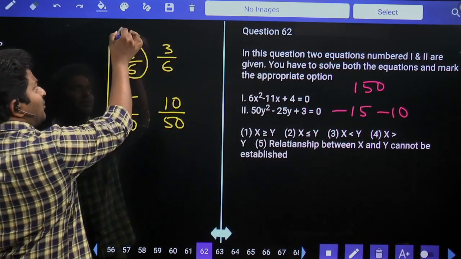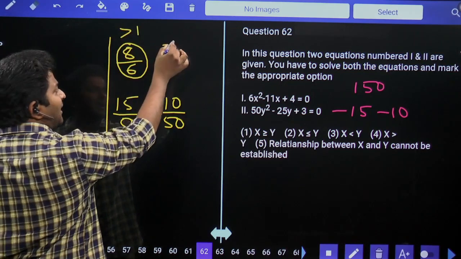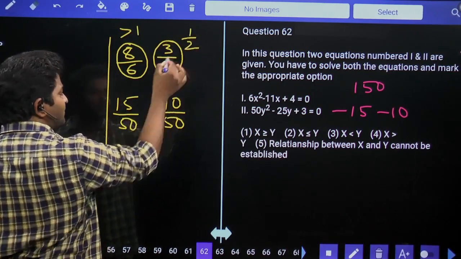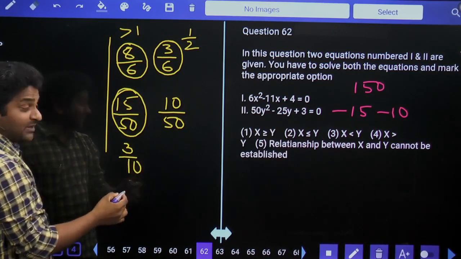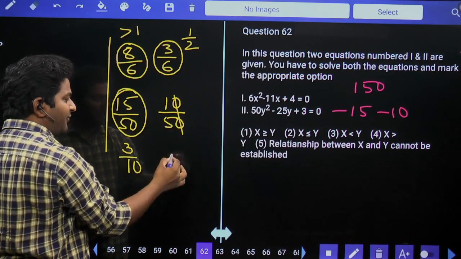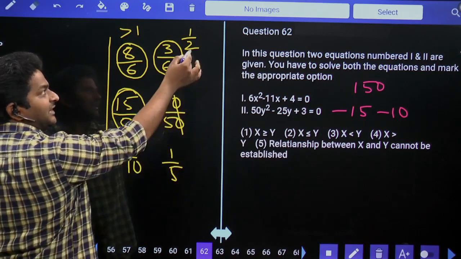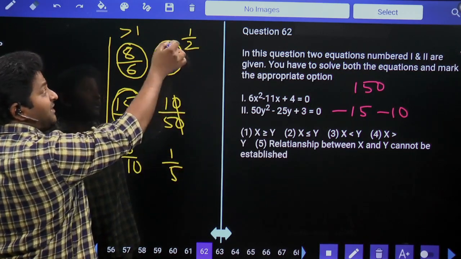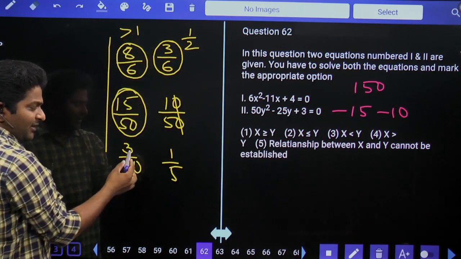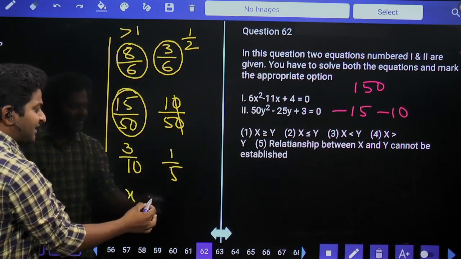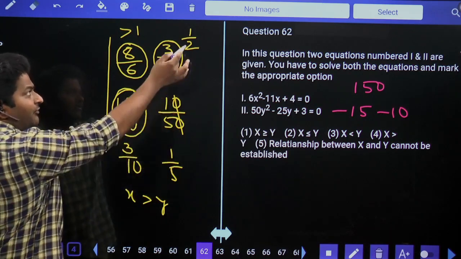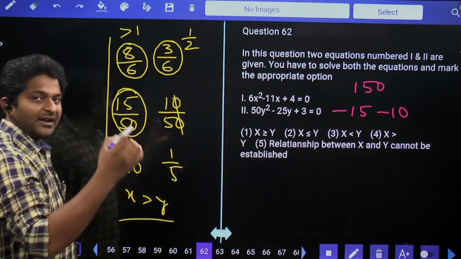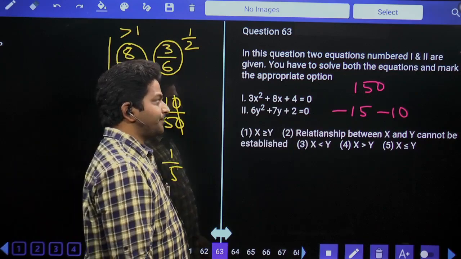This is more than 1 and this is 1 by 2. This is 3 by 10, 30%, 1 by 5, 20%. 1 by 2, 50%, and more than 1. More than 1, these are less than 1. x greater than y. 50%, 30%, x greater. 50%, 20%, x greater. x greater than y is our final answer.